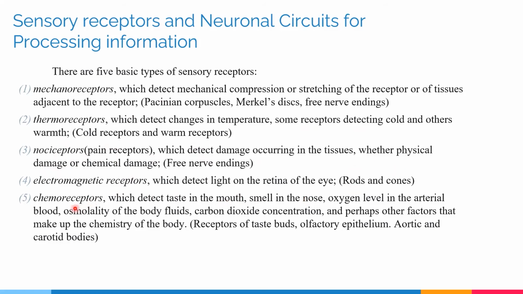And finally, the chemoreceptors, which detect the taste in our mouth, smell in our nose, the oxygen level in the arterial blood, osmolality of the body fluids, carbon dioxide concentration, and perhaps various other functions. These chemoreceptors include receptors of the taste bud, olfactory epithelium, and the aortic and carotid bodies.